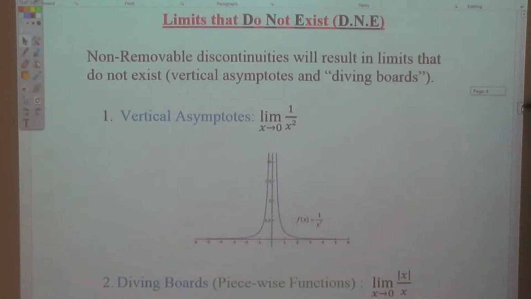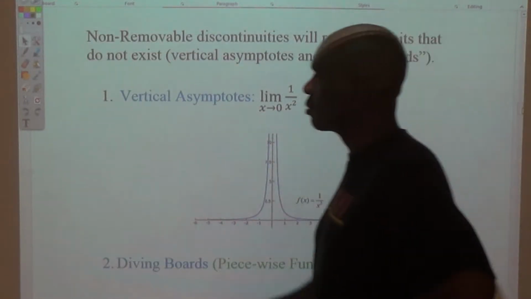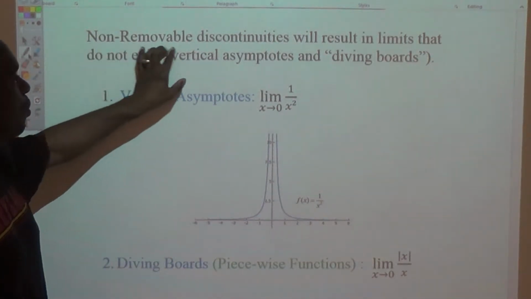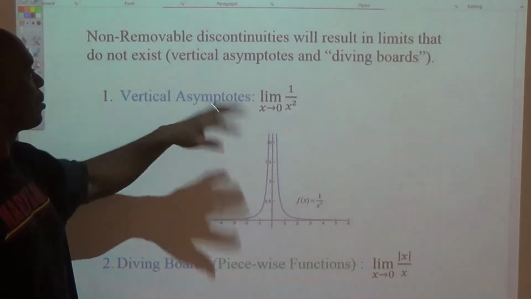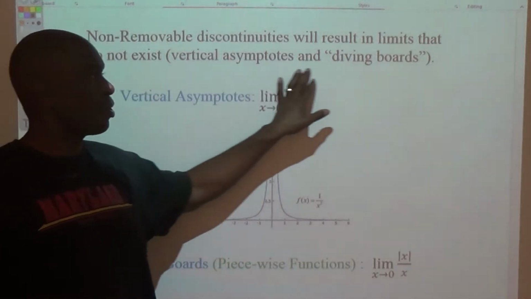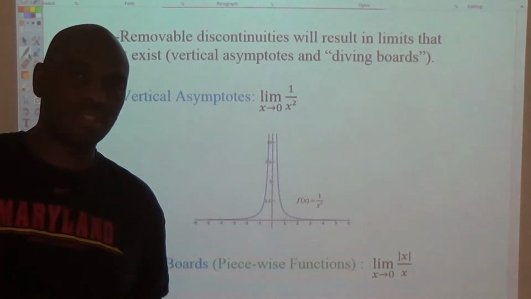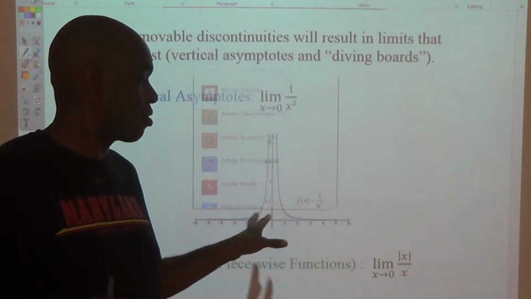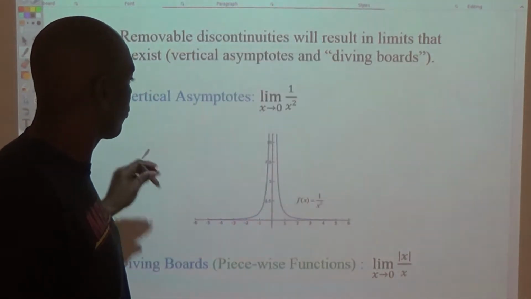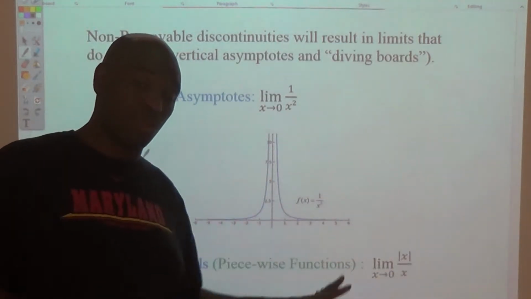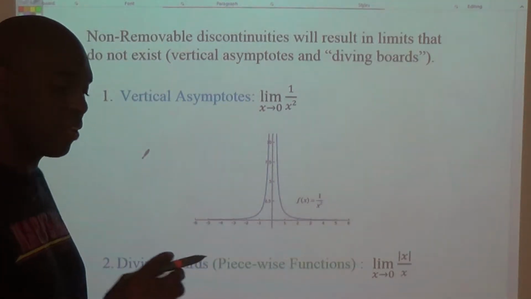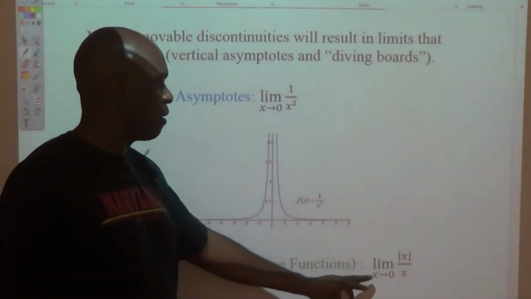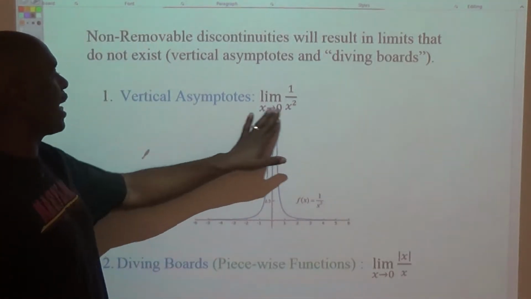And now we have limits that do not exist. Take a look at this limit. Non-removable discontinuities will result in limits that do not exist: vertical asymptotes and diving boards. A lot of these phrases, again, I will explain in class. The purpose of these tapes is just to go over the actual examples with you, so you have a better understanding of how to do them. The diving board problem, piecewise function. Oh no, I'm sorry. We're doing this one, the vertical asymptote function.